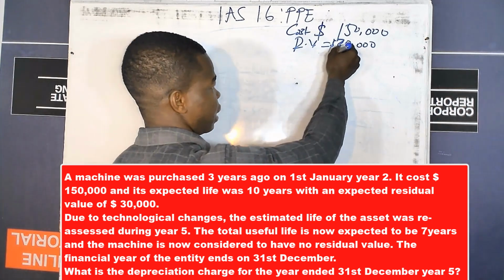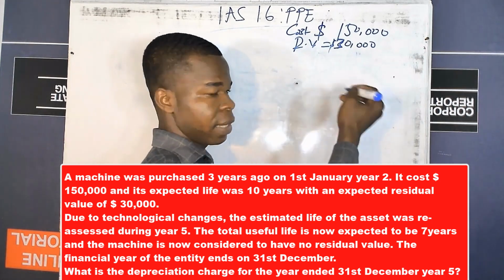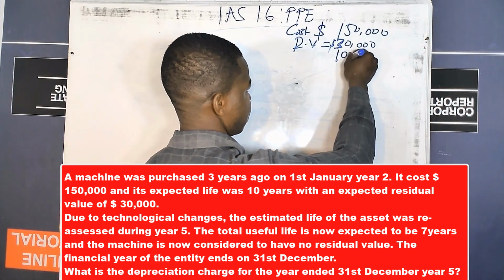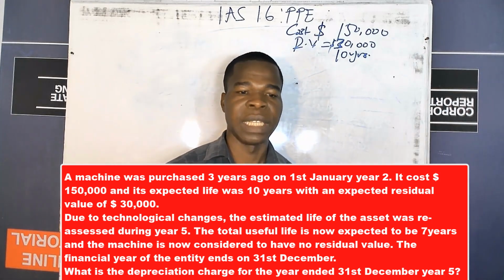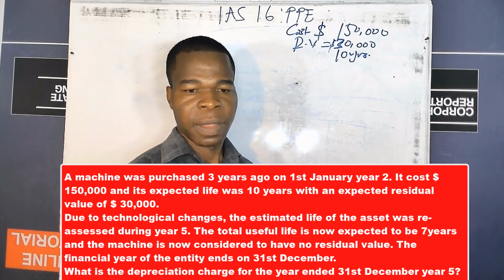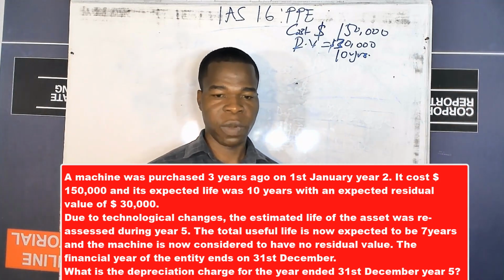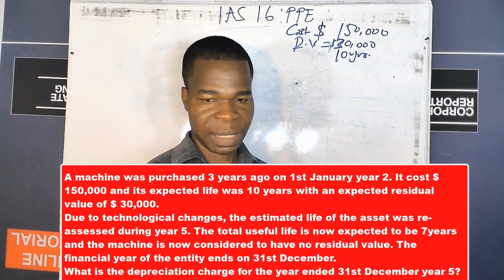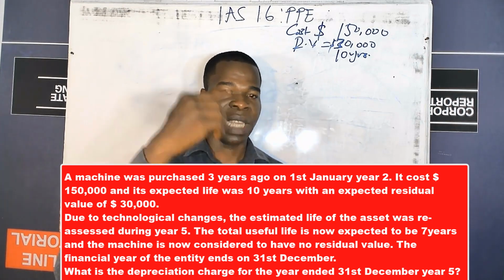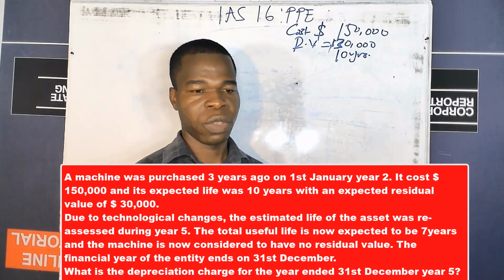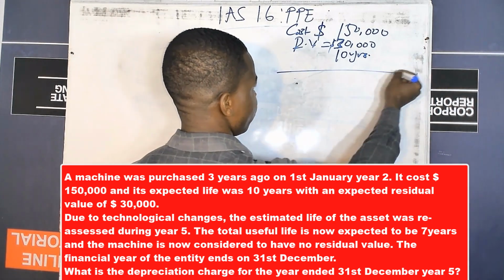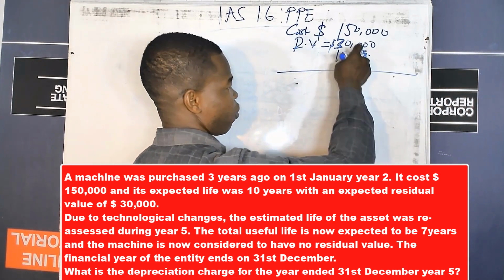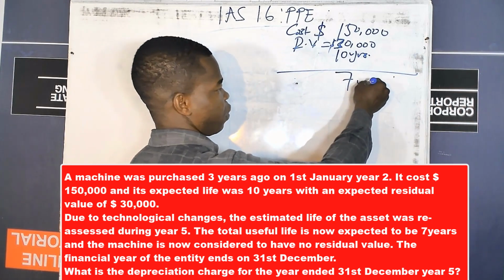Then initially they said the useful life of the asset is supposed to be 10 years. And they said due to technological changes, the estimated useful life of the asset was reassessed during year 5. So that means they have used the asset up to year 5, and then the total useful life is now expected to be 7 years. After the review, they now said that this will not be 10 years again. Now the expected useful life is going to be 7 years.